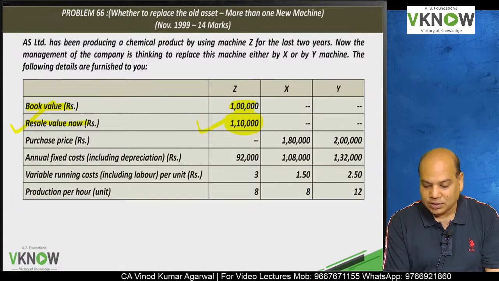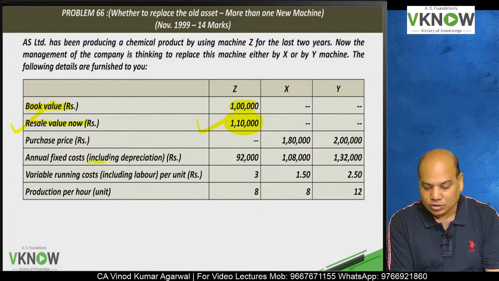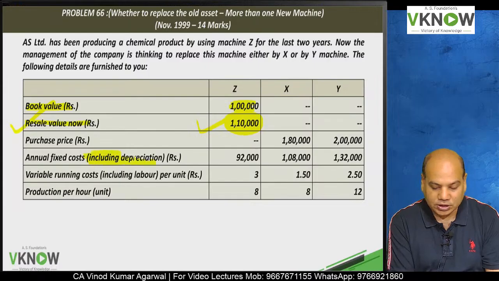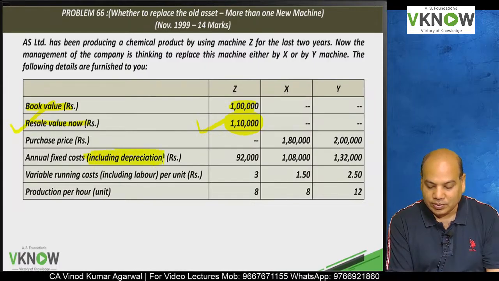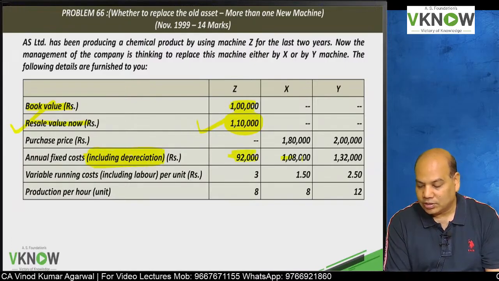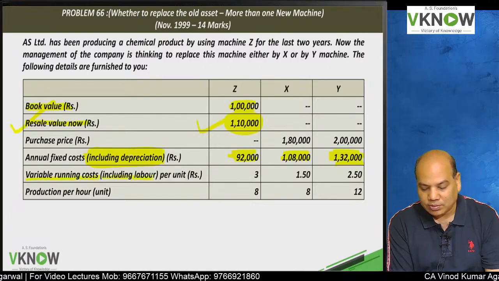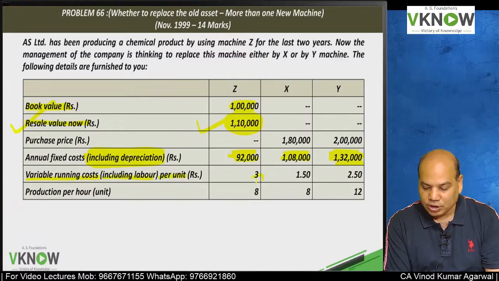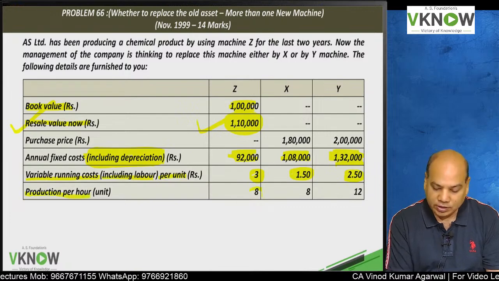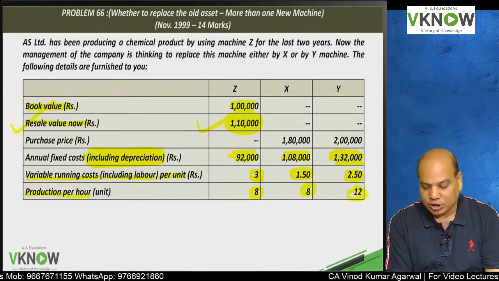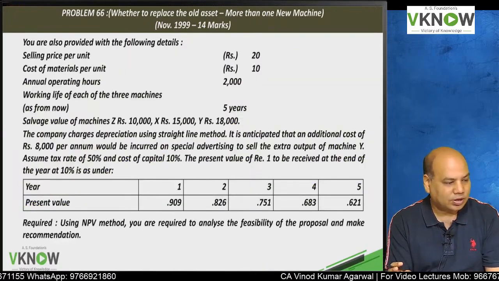The purchase price is given for new asset. Annual fixed cost, underline the words including depreciation. In your exam, they may make it excluding, so be careful. Depreciation is already there. Only I have to adjust it while computing CFAT. Variable running cost including labor, per unit variable running cost is given. Production per hour is given, 8, 8 and 12 units per hour. So I have to do some costing type calculation also.